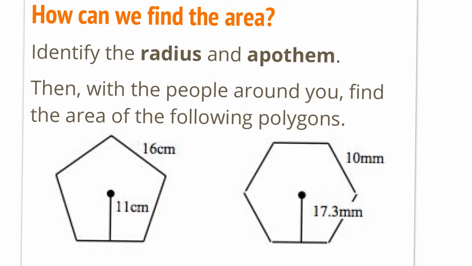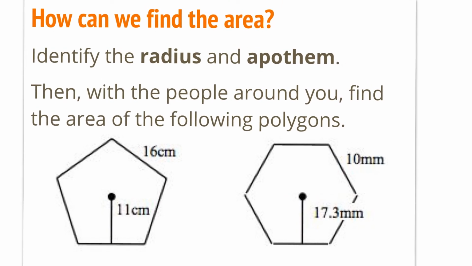So how can we find the area? Identify the radius and apothem, and then with the people around you, find the area of the following polygons. I'll go ahead and start this first one for you. The apothem in this case is going to be 11.